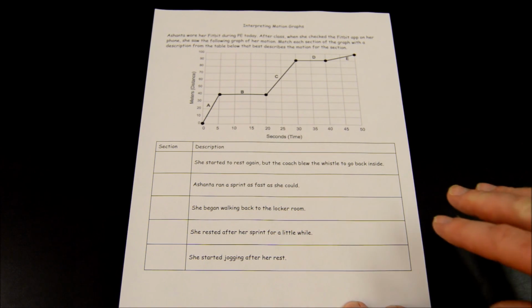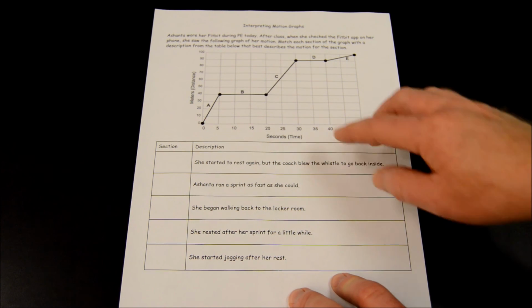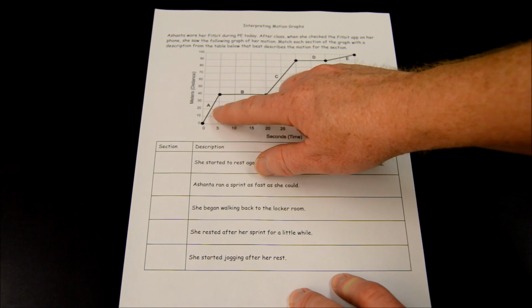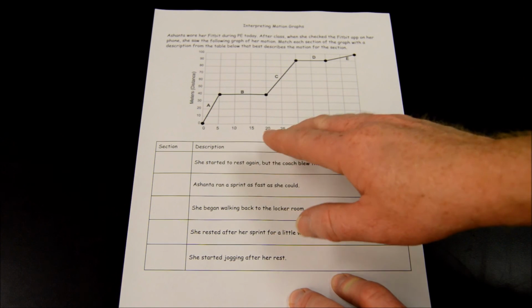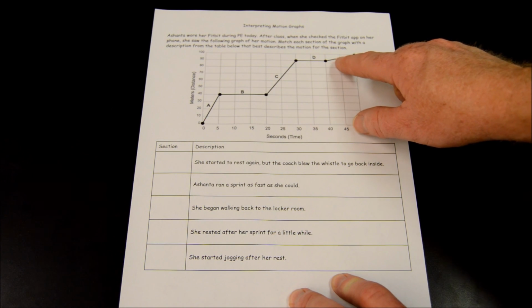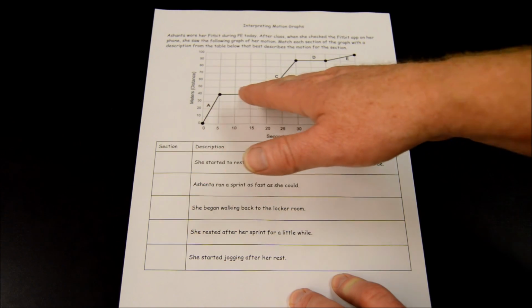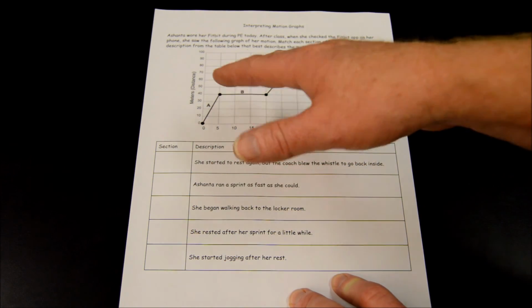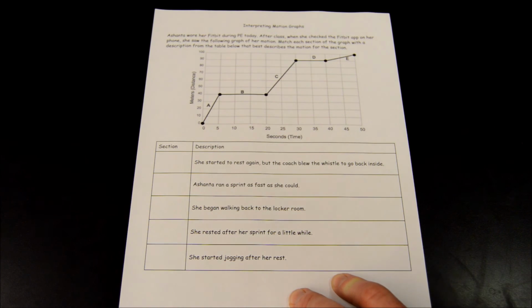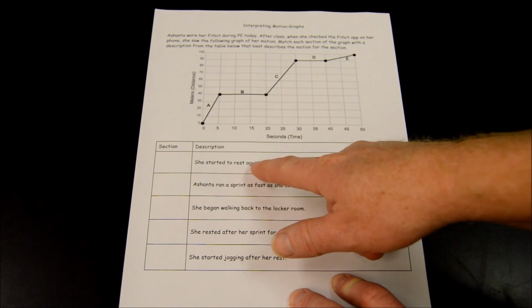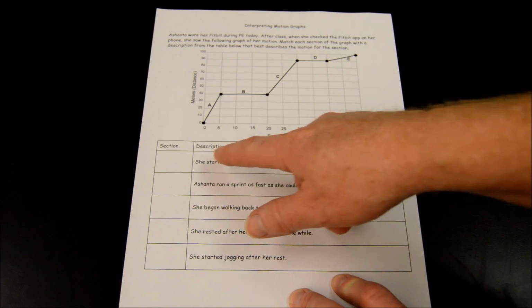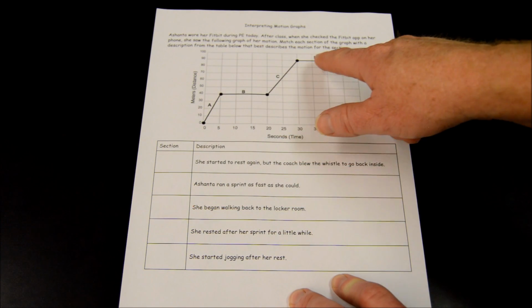Okay? Now remember from what we've already talked about, if the graph is steep, she's moving fast. If the graph is not very steep, it's pretty flat, she's moving kind of slow. And if it's completely horizontal, flatlined, she's not moving at all. So use that information, read each one of these sections, and then write the letter for which part of the graph it belongs to.